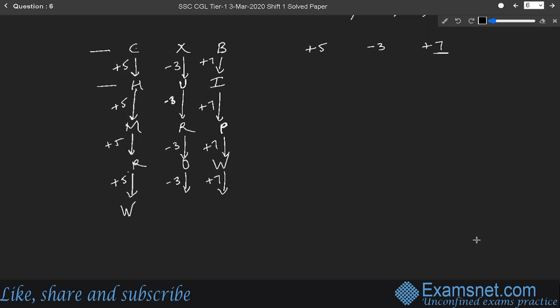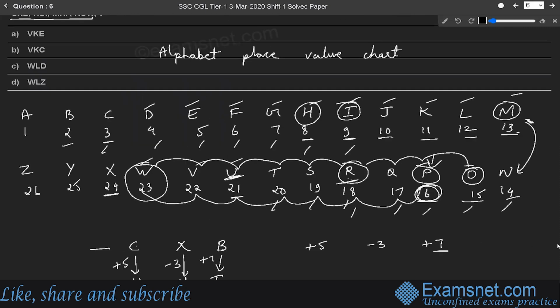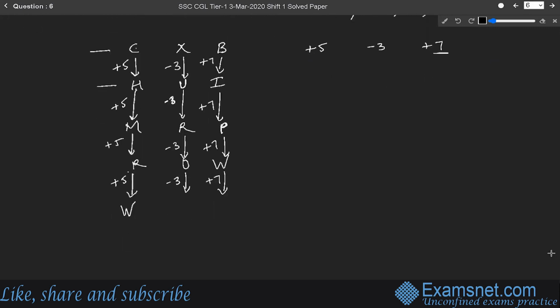Then O minus 3. Okay. So O is present here on the 15th position. O minus 3 will be in the opposite direction. Okay. So O minus 3 gives L. So 1, 2 and 3. Okay. If we have to subtract a value, then the direction will be changed. So O minus 3 gives L.